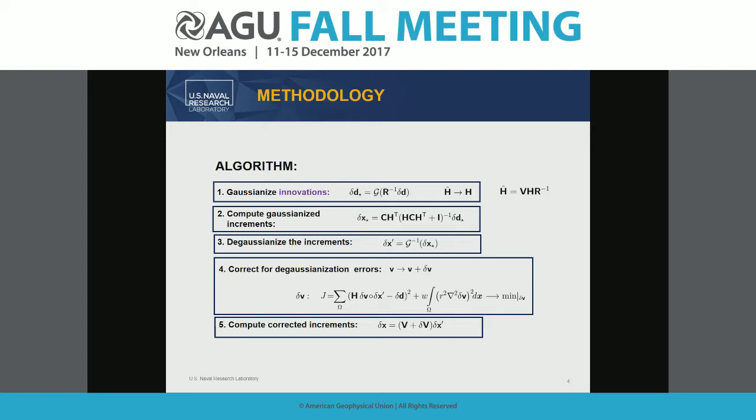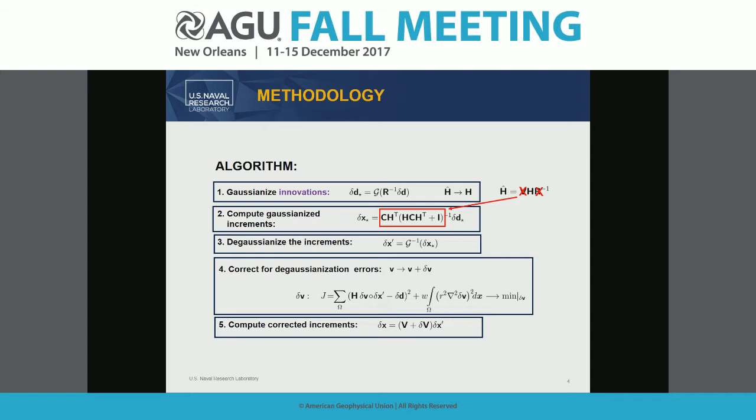First, we Gaussianized the innovations using the transform I showed on the previous slide. Then we computed the Gaussianized increments using the standard formula. C is the correlation model, which is based on the exponent of the diffusion operator. H is the model data mapping operator. And here I would like to emphasize that as we are performing this in the Gaussianized variables, we can assume that the model data mapping operator is much more, so to say, round. So it introduces much better conditioning in the system.